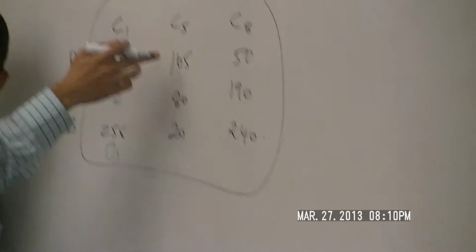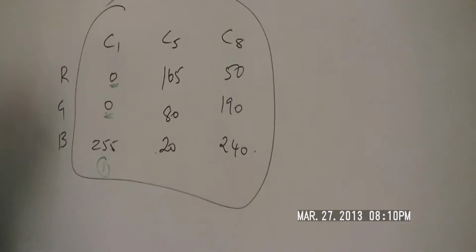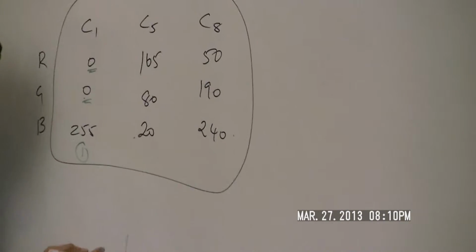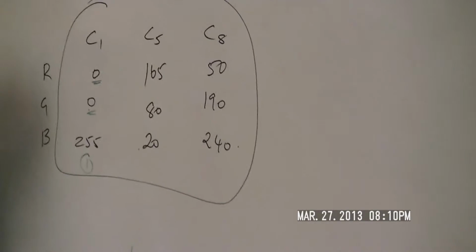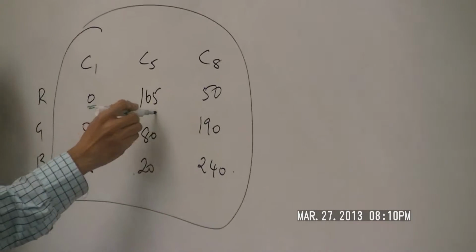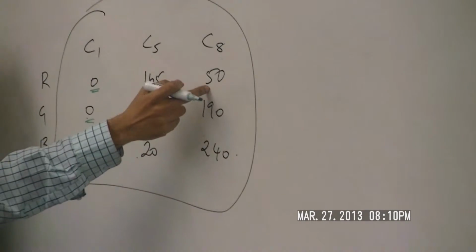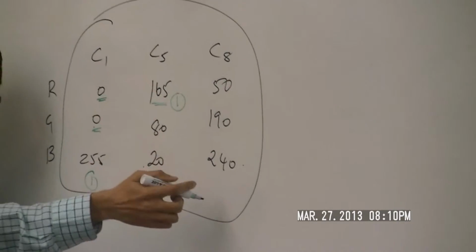Right? 165. Isn't it right? For any even number, the least significant bit should be 0, right? Because the least significant bit is of weight 1. So only if the least significant bit is 1, then it's an odd number, right? So only for 165, the least significant bit is a 1 in this particular pixel. What about this? All are even, right? So everywhere it is 0.